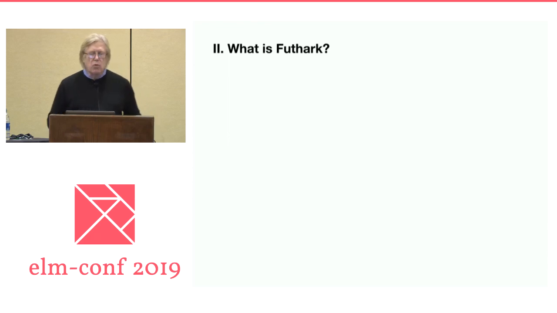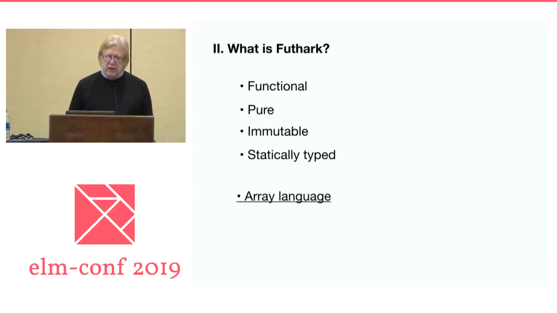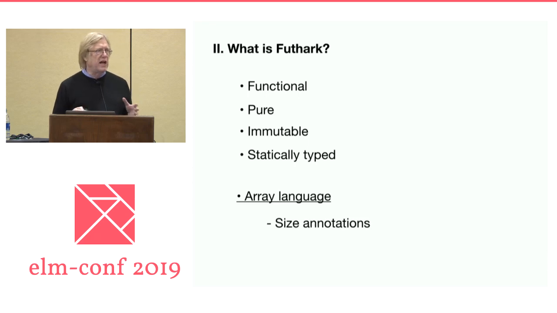So let's get started. What is Futhark? Well, it's a functional language. It's pure. It's immutable. And it's statically typed. That sound familiar? Just like Elm, right? A little difference is that Troels advertises it as an array language. Most of what it's concerned with is computations with arrays, which are very much like lists, but a little bit different. For one thing, there are some size annotations which help the compiler to construct good code. It's a little bit like dependent types, but not quite.